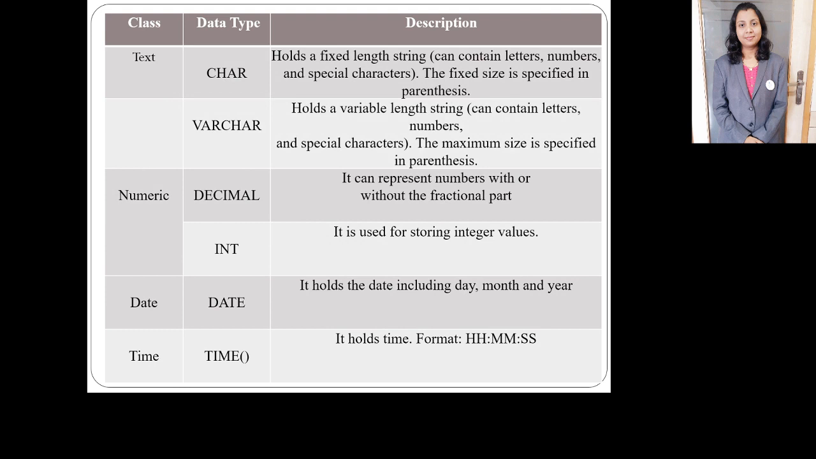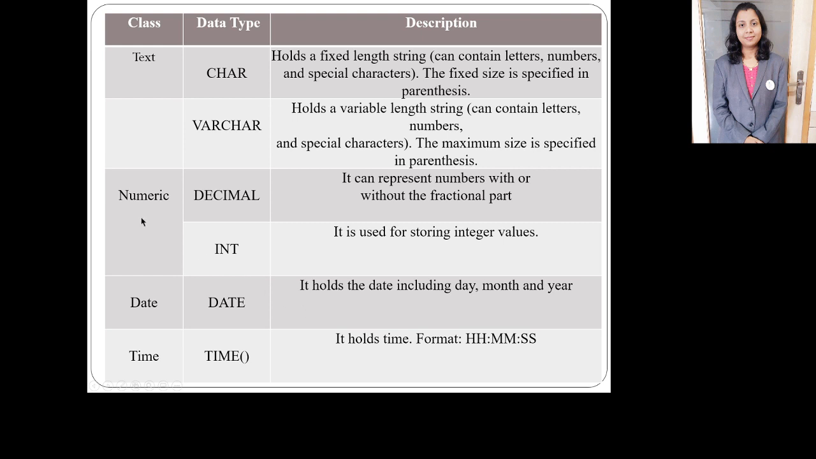So here the class data type description is given. Firstly we will be seeing the data types. First is the character and variable character. These all come under the class text. The character data type holds a fixed length string, can contain letters, numbers, and special characters. The fixed size is specified in the parentheses. Varchar, or variable character, holds a variable length string, can contain letters, numbers, and special characters. The maximum size is specified in the parentheses.